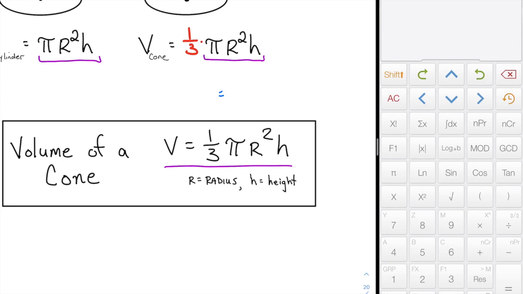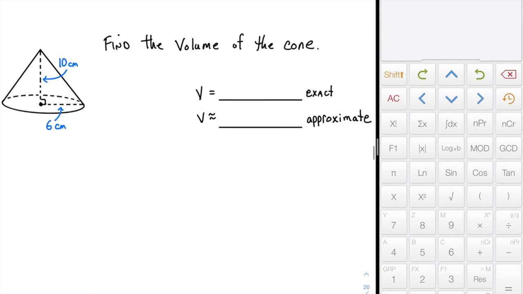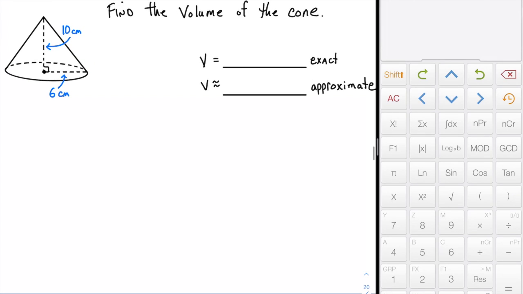So let's go ahead and do one. There's not really much to these things. So we're just going to use the formula. It says find the volume of the cone to get an exact and approximate volume. So volume is 1/3 times pi r squared h. 6 is the radius. 10 is the height, right?